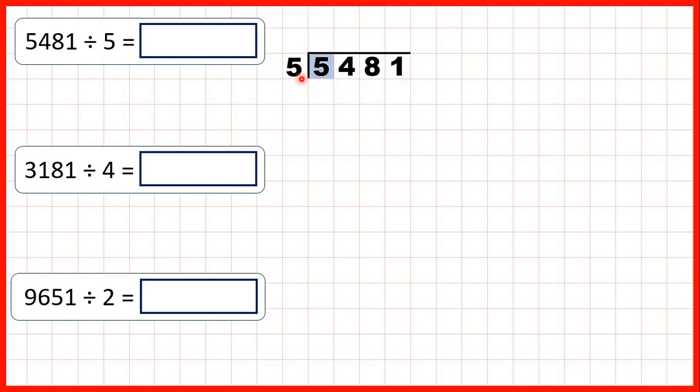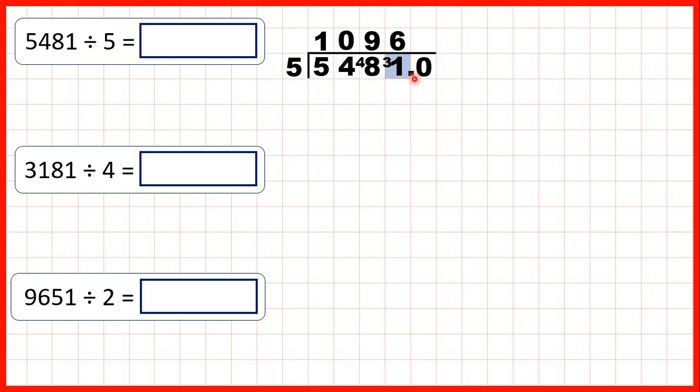So 5 divided by 5 is 1 with no remainder. 4 divided by 5 is 0, remainder 4. 48 divided by 5 is 9, remainder 3, because 9 times 5 is 45. Then we need 3 more to get to 48. And now 31 divided by 5 is 6, remainder 1.